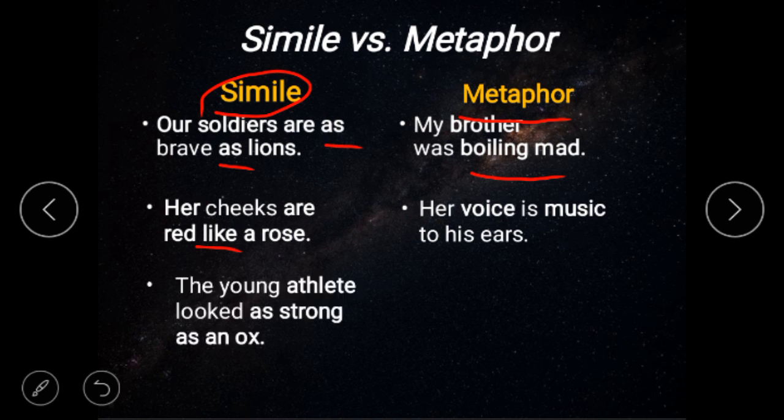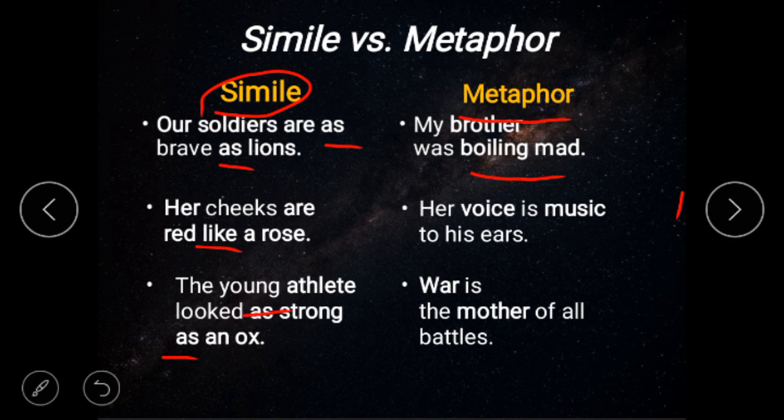The young athlete looked as strong as an ox, a simile. Here, war is the mother of all battles. Now, here, war is called the mother of all battles because you engage in a war, you fight battles. Battles are always parts of wars. Now here we can understand that war is being compared to the mother of all battles, but the comparison is not made by using "as" or "like." That means this is an example of a metaphor.